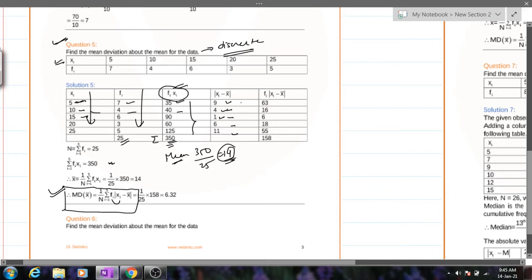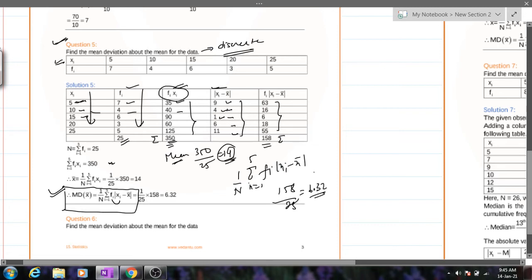Okay, likewise you'll have to calculate all of these and apply them in this formula, 1 by n summation of i equals 1 to 5, because 5 numbers are out here, of fi into |xi minus x bar|, which is your mean. So you multiply f into |xi minus x bar|, get these quantities and find the summation of these. Finally, the answer is 158 divided by 25, which will give you the mean deviation about the mean as 6.32.